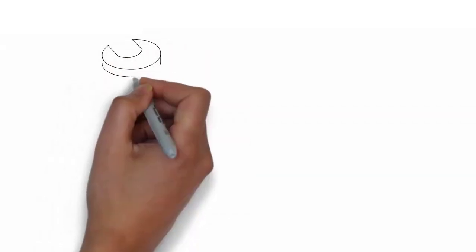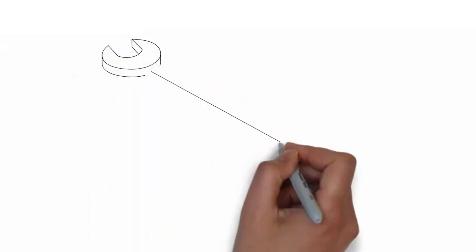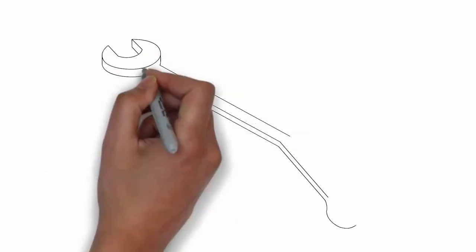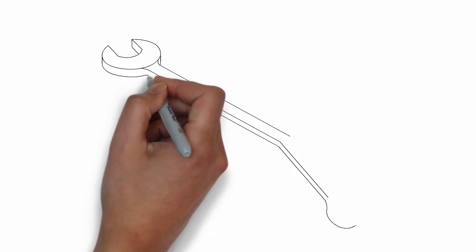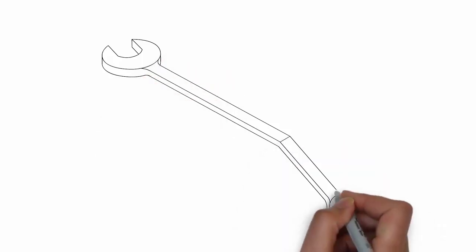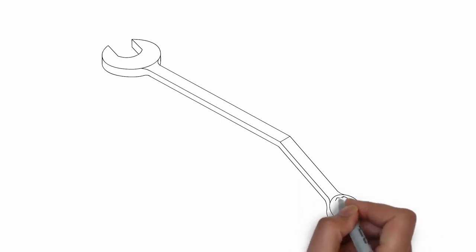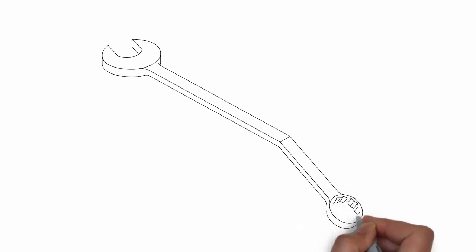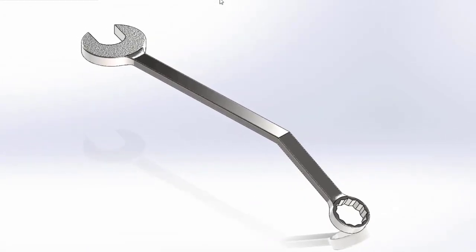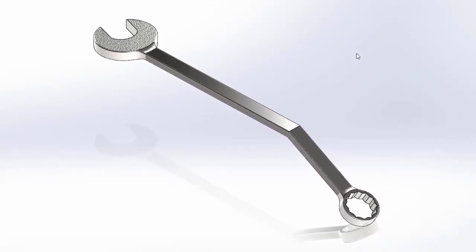Solidworks is a popular CAD application, which is widely used to design and model very precise 3D objects, tools, and parts. In this video, we'll learn how to create a 3D model of this combination spanner in Solidworks. We'll convert this 2D sketch into this beautiful 3D model, which can be used for commercial production.